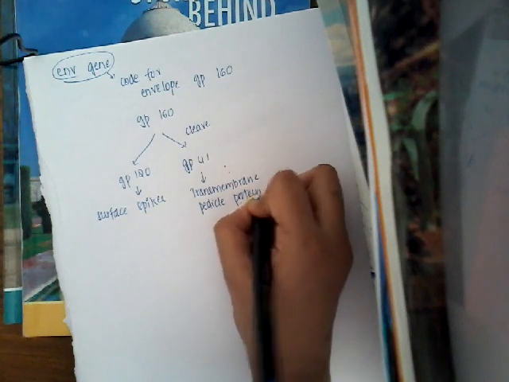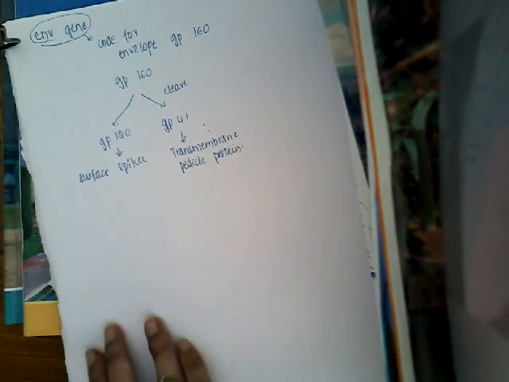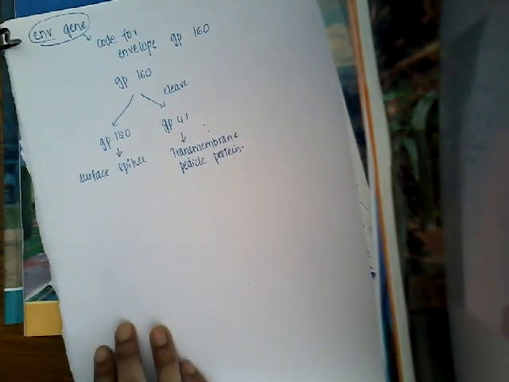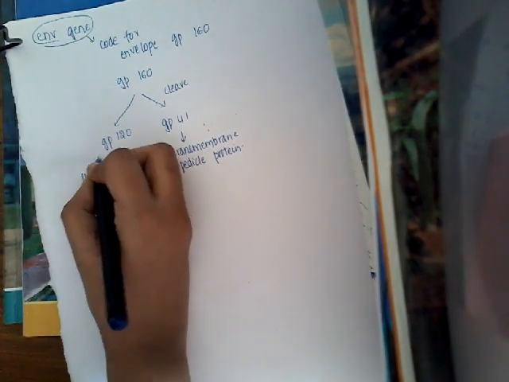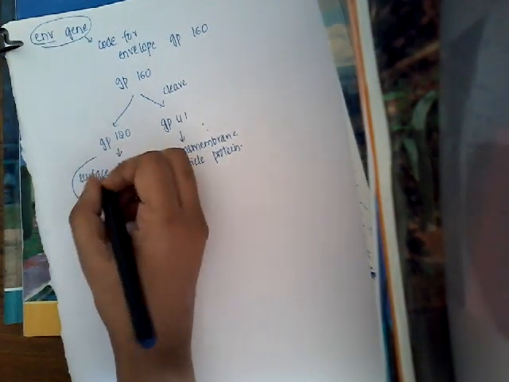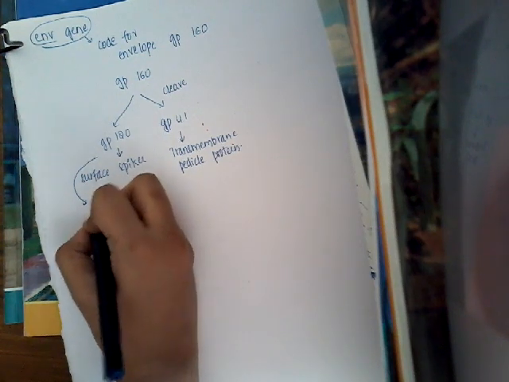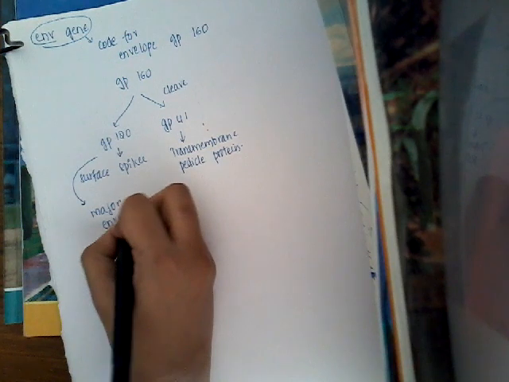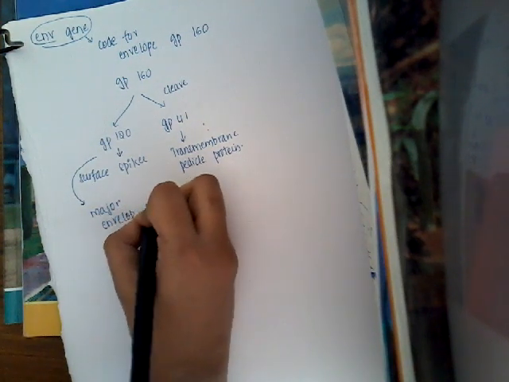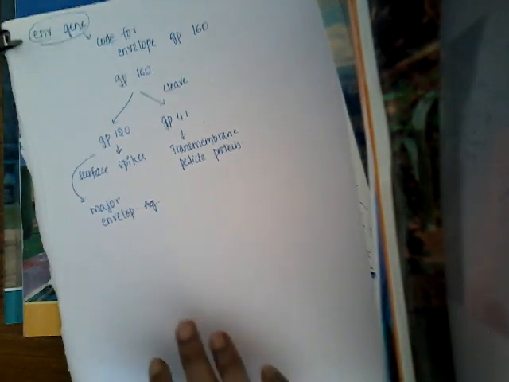Okay, glycoprotein 120 forms surface spikes, whereas glycoprotein 41 forms the transmembrane peptide protein. This glycoprotein 120 is the major envelope antigen.